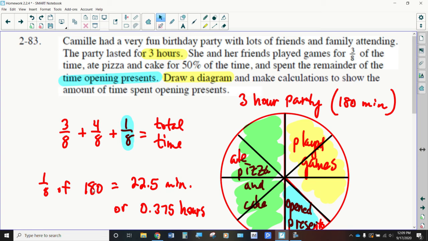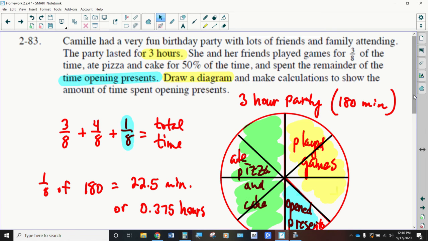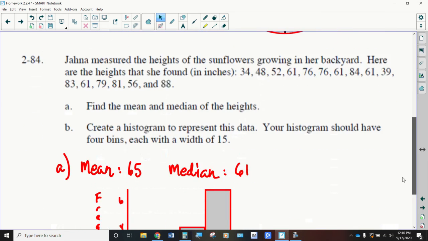So probably better to just change the 3 hours to a number of minutes, 180 minutes, and then take 1/8 of that. And what is 1/8 of 180? Let's just prove that with the calculator. 180 divided by 8 is 22.5. So there you go. And then our last problem.